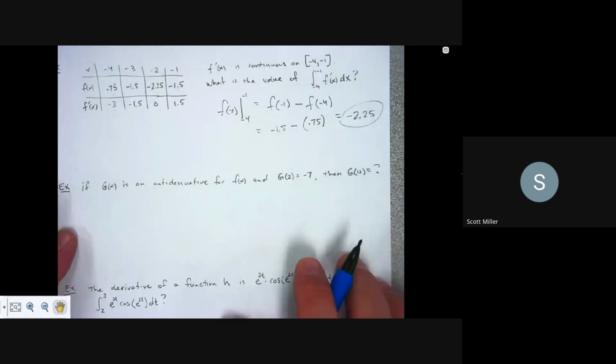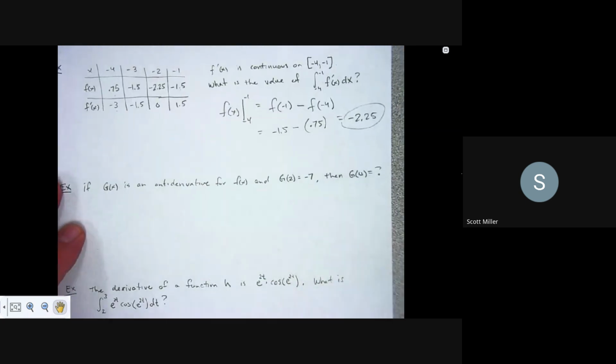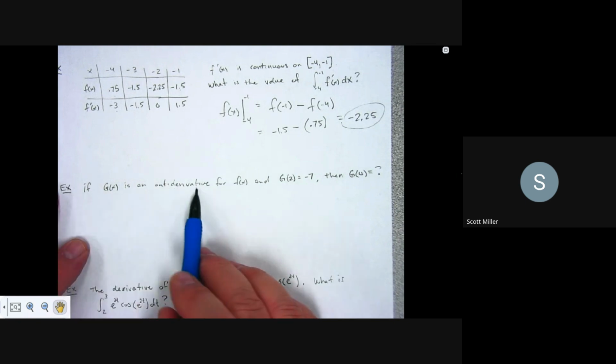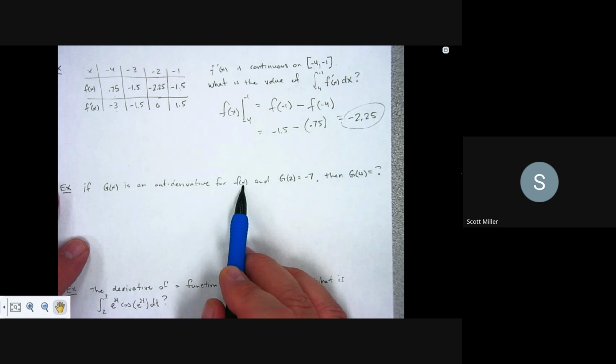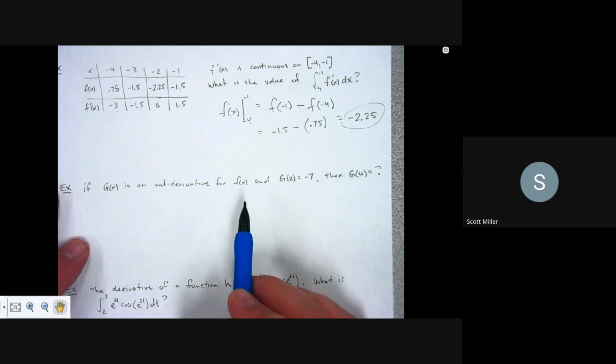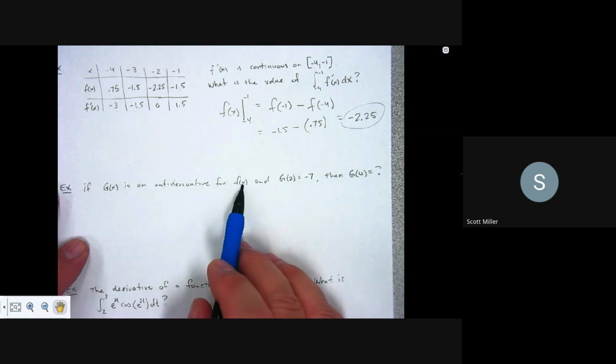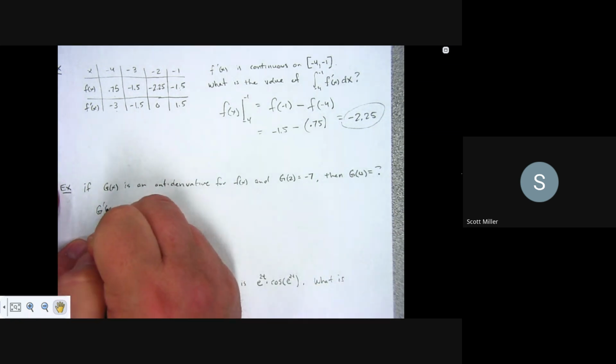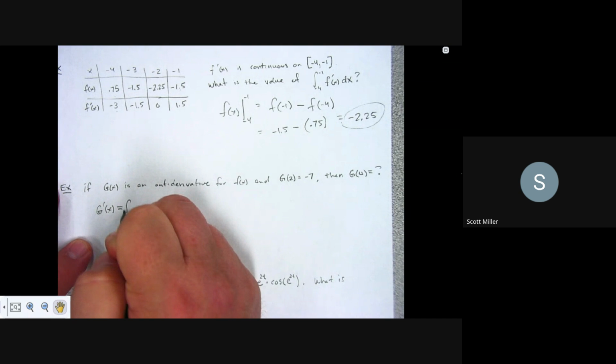All right, here's another look that will be asking the same kind of question. So you just have to think about it a little bit before you jump into this. Look at the words they're using and put it into symbol notation, if that helps you out. If capital G of x is an antiderivative of this, what does that mean? If this is an antiderivative of that, then g prime of x must equal f of x.